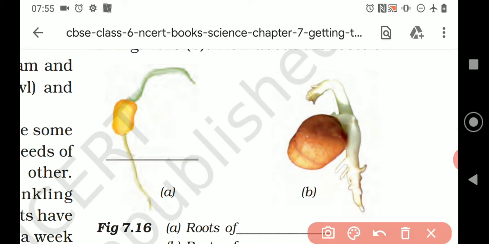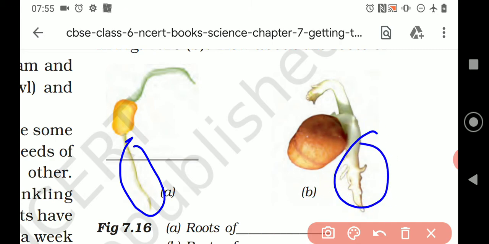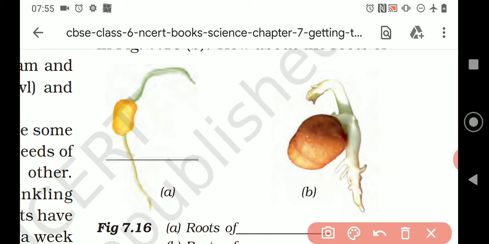Now when you talk about similarity, the similarity of the roots is, of course, in the functions. Both the roots perform the same function of absorption of the minerals and holding the plants to the soil. But when you look at the picture of the roots, you will find there is a difference. Here the roots are very thick. Can you see? It's thick. The roots are thick and here the roots are thin. This is the thinner one. This is the thicker one.